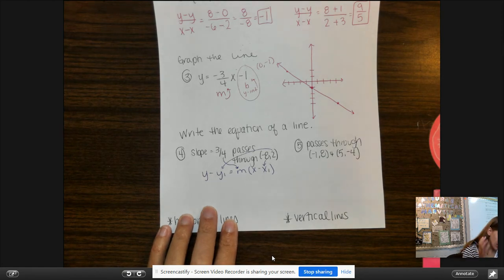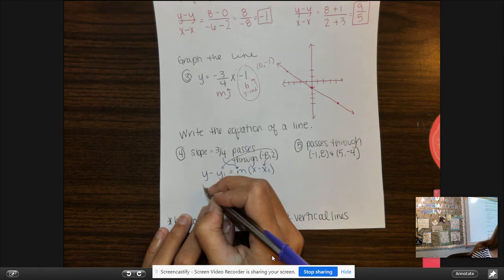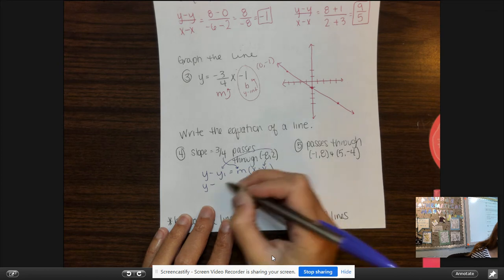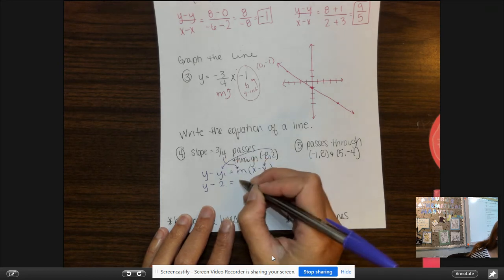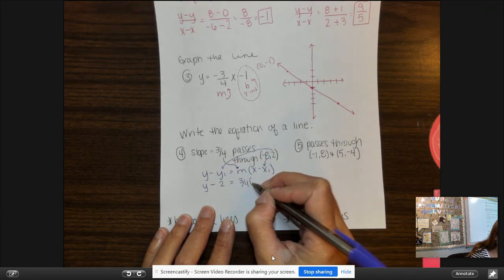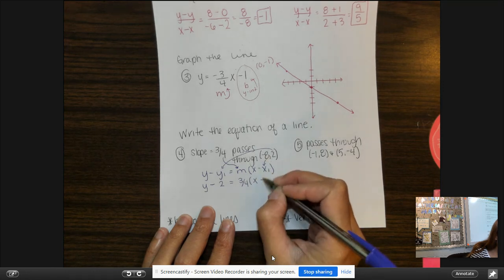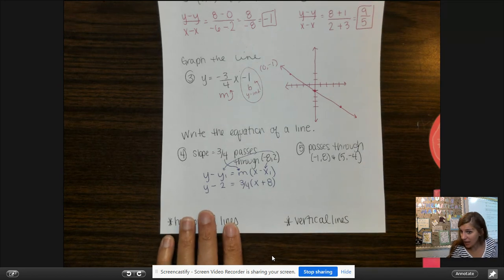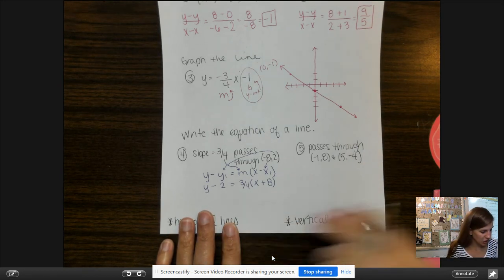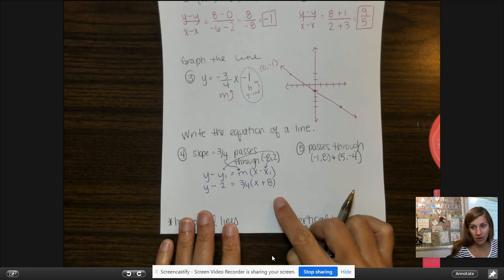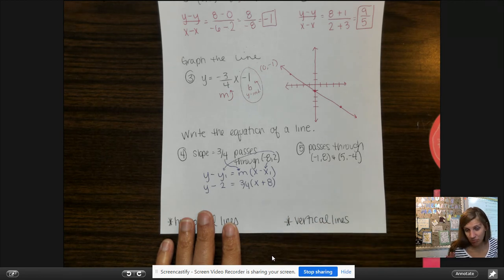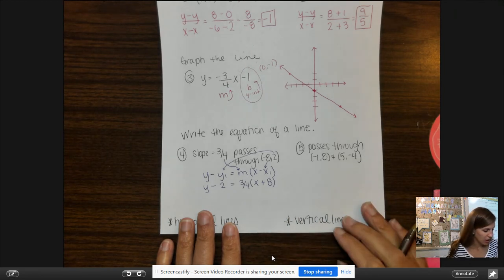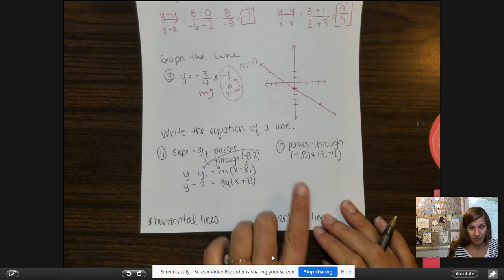So let's just do that. That seems way easier. So y minus 2 equals 3/4 parenthesis x minus negative 8, so plus 8. Now, if I wanted to, I could distribute and then add the 2 over, but kind of doesn't matter, so we won't.